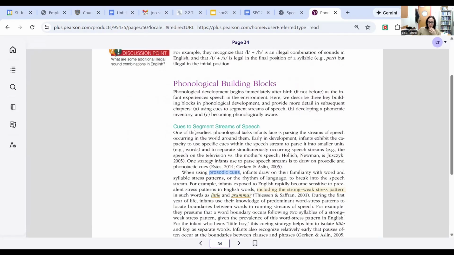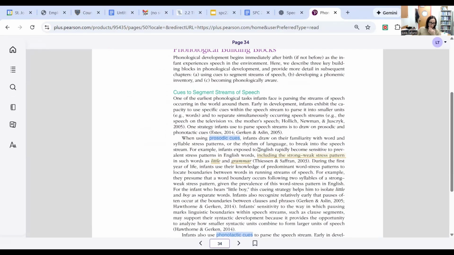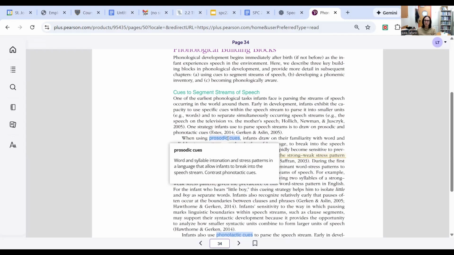When we think about phonological building blocks, there's a few things that the chapter highlights. One has to do with certain cues that are segmenting the stream of speech. So in other words, in order to develop the phonological skills that we need, we want to be able to know where sounds are, where syllables are, and the boundaries of those syllables, where words end and start, so the boundaries of words. All of those we come to know and be able to identify using what we call prosodic cues, okay?